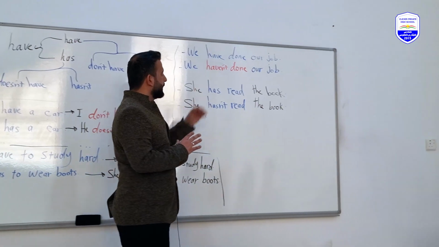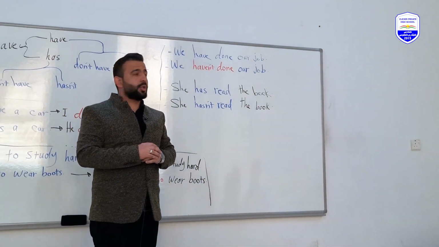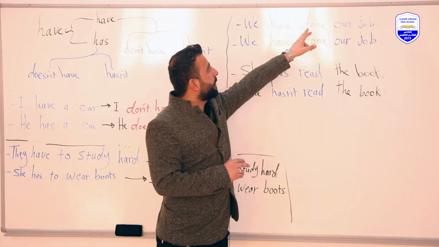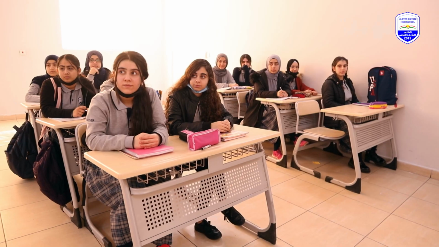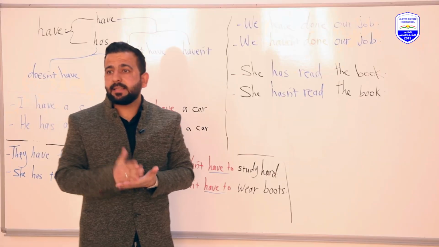Now look at these examples. We have done our job. Do we have? Yes, we have. Do we have the third form of the verb? Yes, we have the third form of the verb. If we have the third form of the verb, then that means I can say haven't.